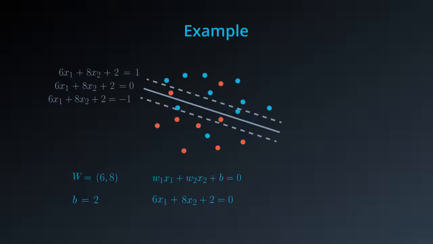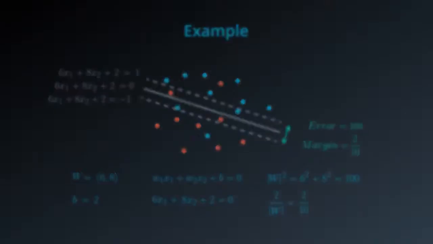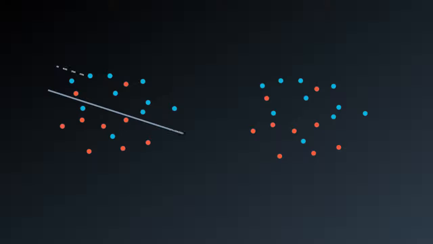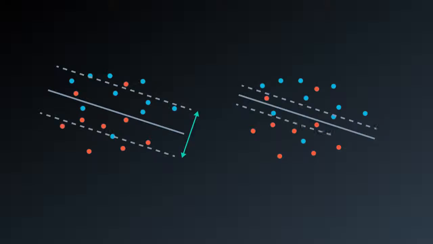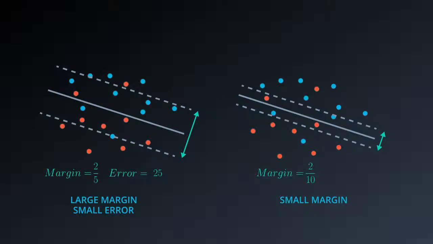And our error is the square of the norm of this vector, which is 6 squared plus 8 squared, which is 100. And our margin is going to be 2 over the norm of w, which is 2 over 10. That is the same as 1/5. So this is smaller than the previous margin of 2 over 5. So this is interesting. Two models give us the same boundary line, but one of them gives us a larger margin than the other one. So here's a summary for our last example. We have our large margin, our margin of 2 over 5, that gives us a small error of 25. And our small margin of 2 over 10, which is 1/5, gives us a larger error of 100.